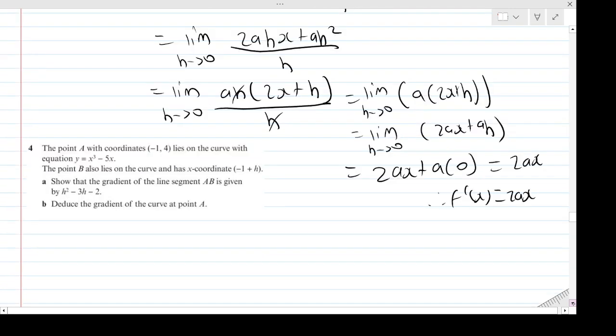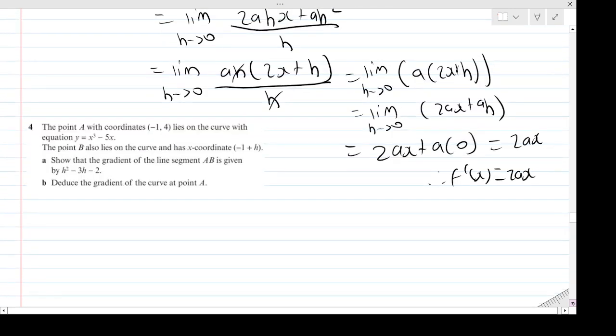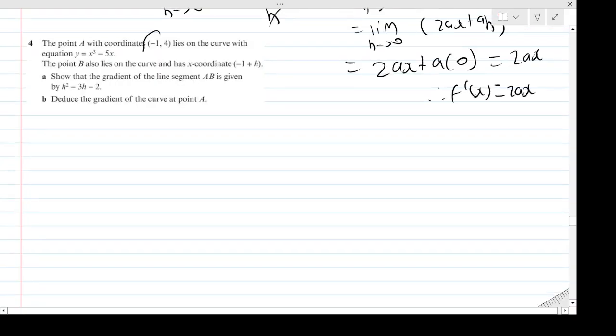But we are told now we have a point A with coordinates -1, 4, which lies on the curve with equation y is equal to x cubed minus 5x. The point B also lies on the curve and has x coordinate -1 plus h. First of all, it says to show that the gradient of the line segment AB, so from A to B, right? The gradient is h squared minus 3h minus 2. Okay, so basically it's asking for the gradient of AB, right?